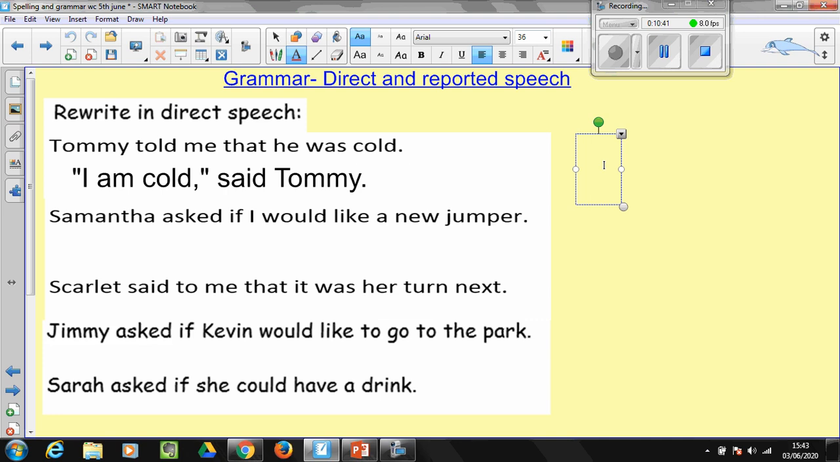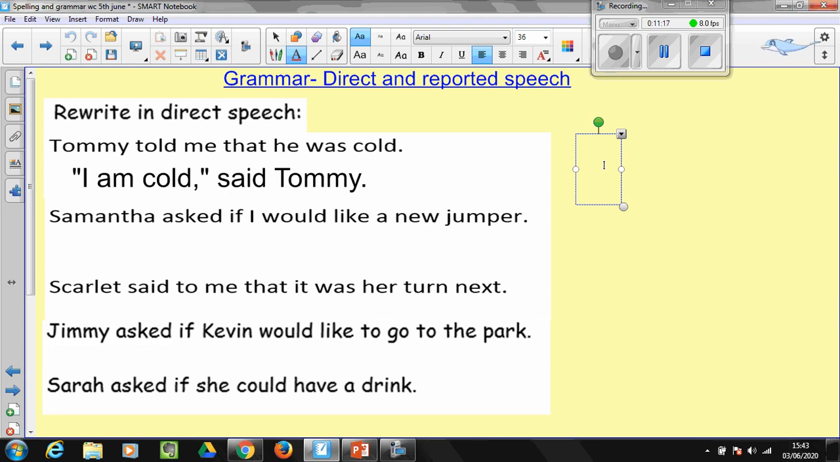For the second question, Samantha asked if I would like a new jumper. You'll probably have speech marks, capital letter, would you like a new jumper? Question mark, closing speech marks, Samantha asked. Scarlett said to me it was her turn next. You'll probably have opening speech marks, capital letter, it's my turn next. You might have an exclamation mark or a comma, closing speech marks, Scarlett said.